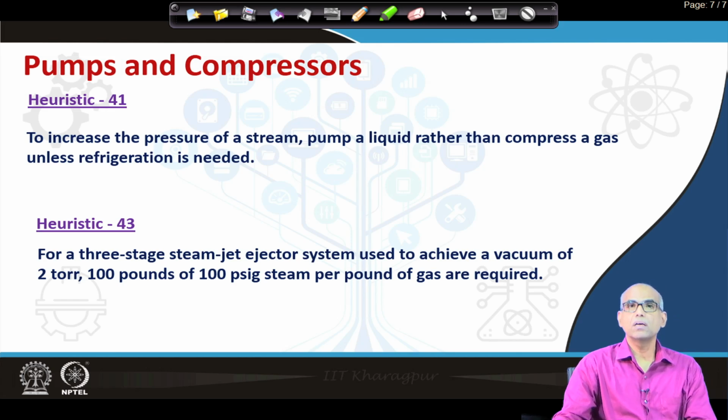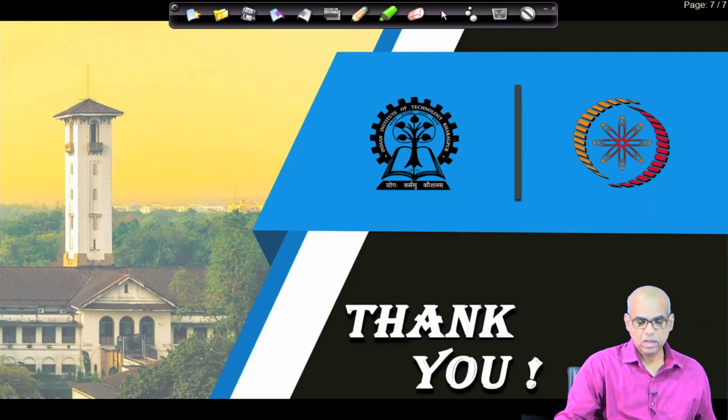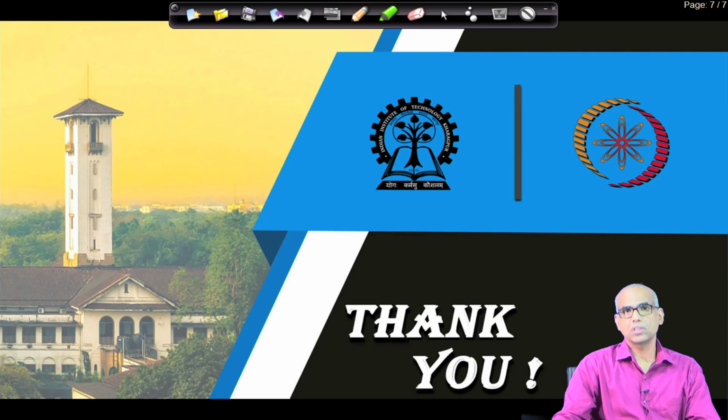So, these are some of the heuristics that we discussed which are useful for process synthesis and design. There are several other heuristics and rules of thumb which engineers have accumulated over a long period of time through their experience. Some of those heuristics and rules of thumb we will discuss as we progress in the course. With this, we stop our discussion on heuristics in process synthesis and design.